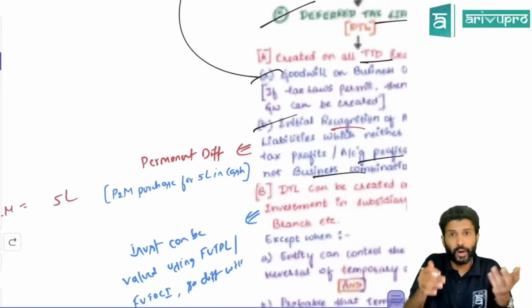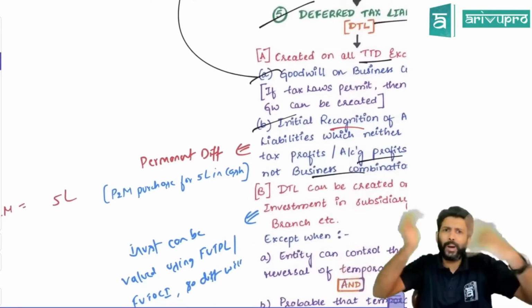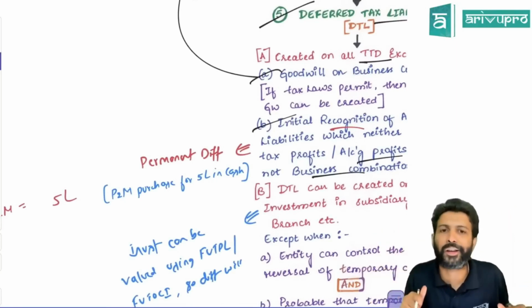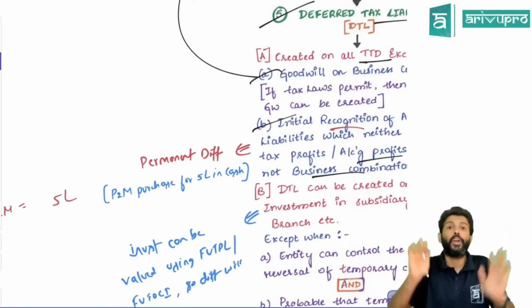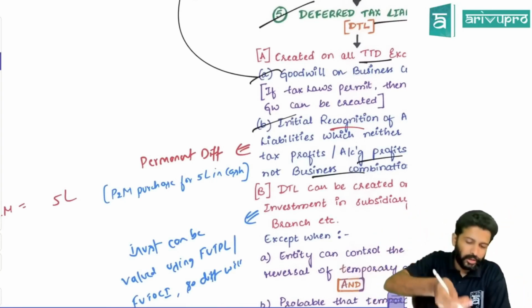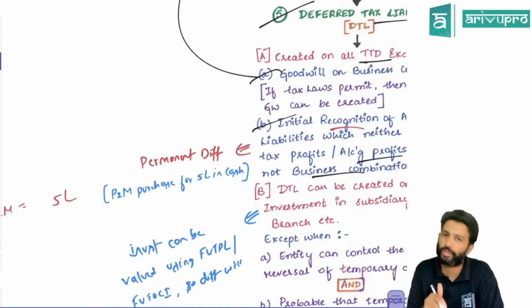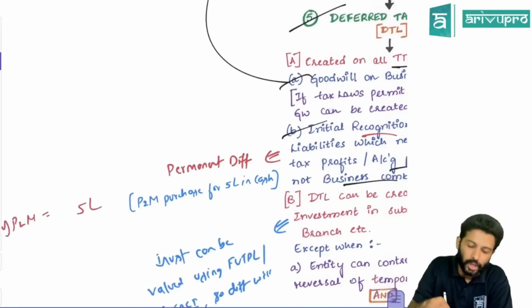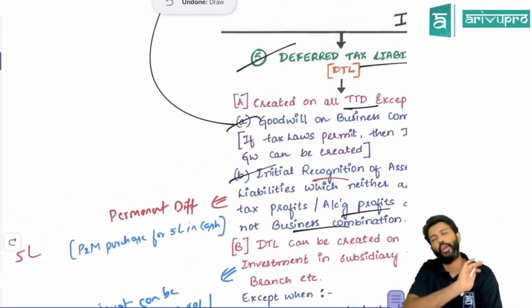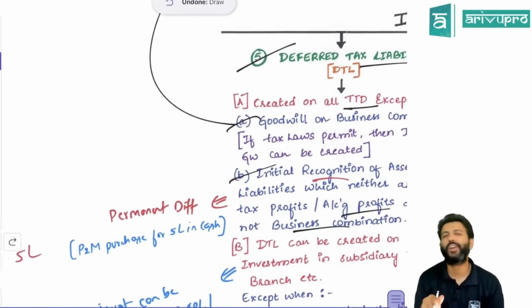So is this a temporary difference or a permanent difference? You violated the rule, so you have to suffer the brunt. You have to take the hit. So this is a permanent difference. As per the Income Tax Act, you will not get any deduction on this. So on such permanent differences, there is no need to calculate DTA or DTL.